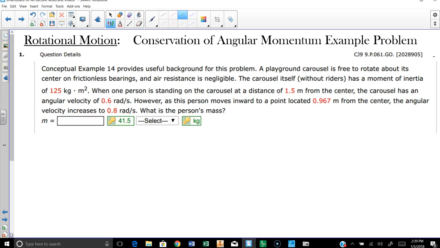So, a fairly typical conservation of angular momentum problem. The idea with conservation of angular momentum is generally this is what happens in these problems. You have an object that is rotating, and it therefore has angular momentum. It has a rotational inertia of some kind times how fast it's spinning, its angular velocity.